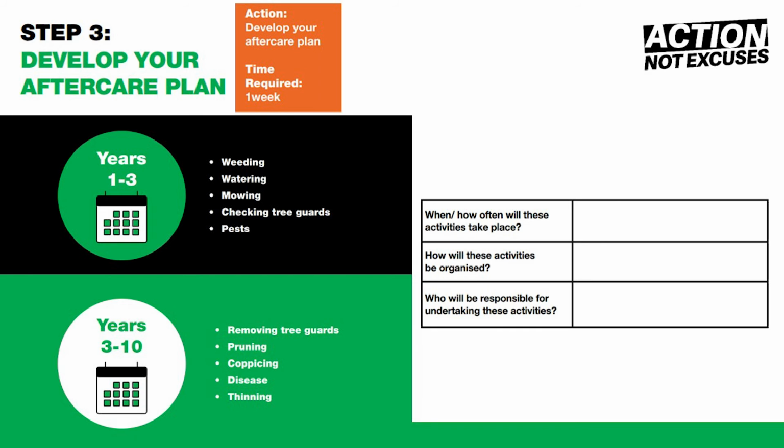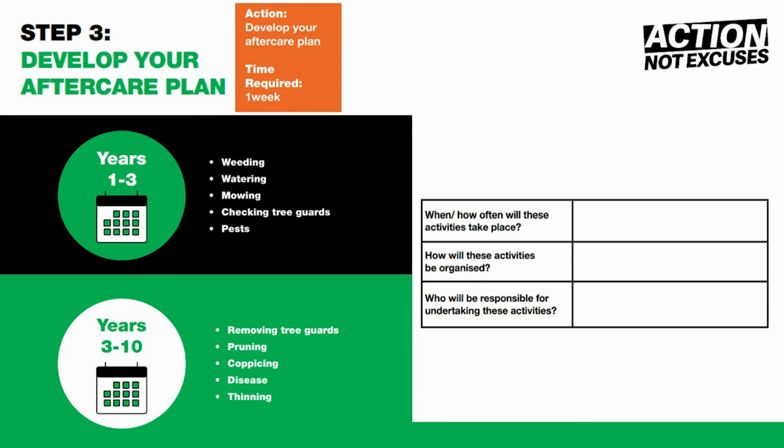So for our aftercare plans, we need to think about 2 time periods. The first is the period of about 1 to 3 years after the trees have been planted, when they're still relatively young. What are the tasks involved in ensuring that they're looked after in that period? And then as the trees grow and begin to mature more, we have this period between 3 to 10 years where the care requirements change a little bit to align with the change in the trees themselves.